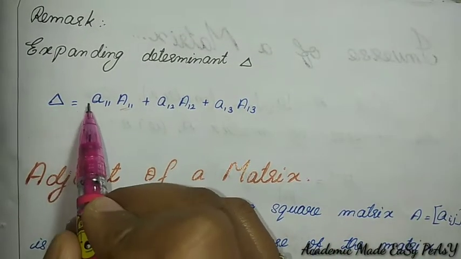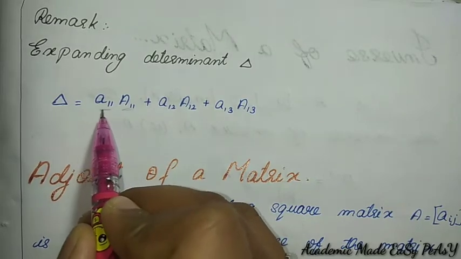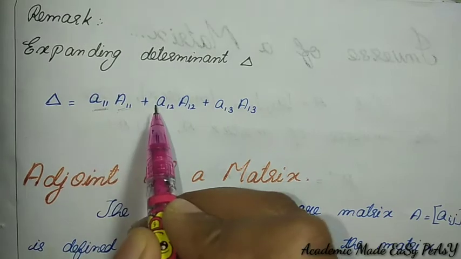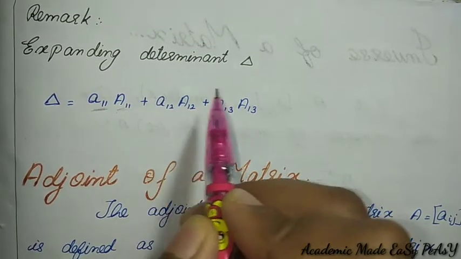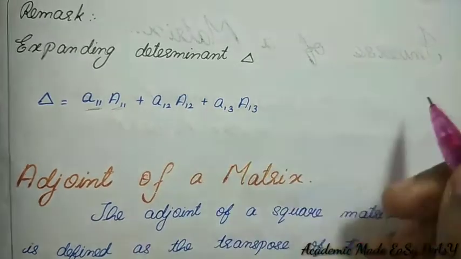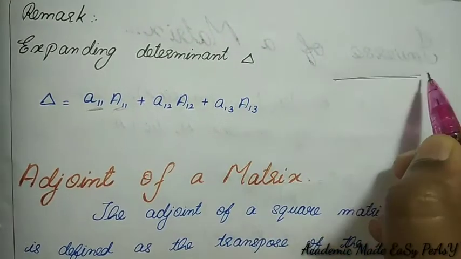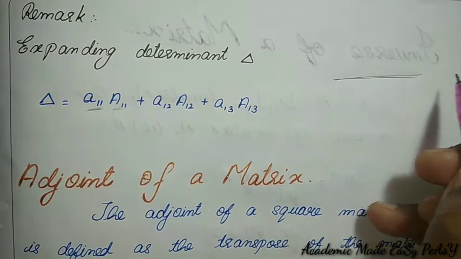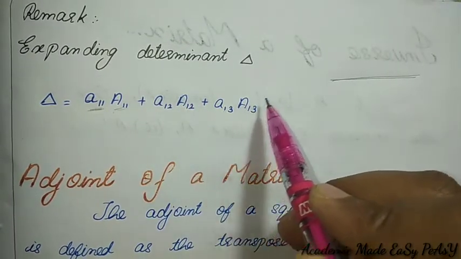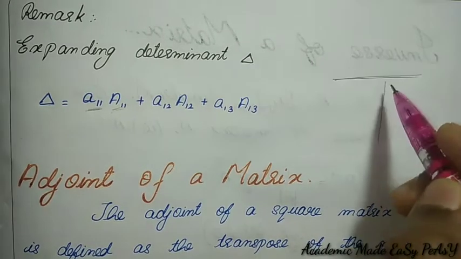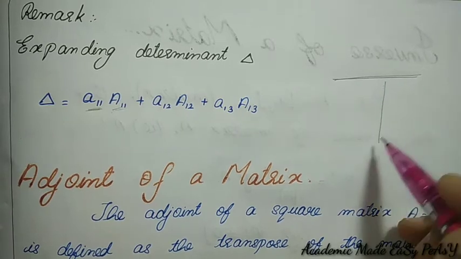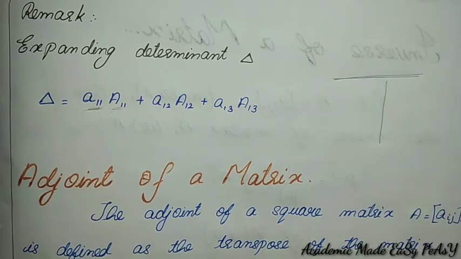So the determinant is equal to the element A11 into its cofactor, plus the next element into its cofactor. If we are taking a row, we will take it like this: A11 times its cofactor, then A12 times its cofactor, then A13 times its cofactor. If we are taking a column, it will be A11 cofactor, A21 cofactor, A31 cofactor, etc.